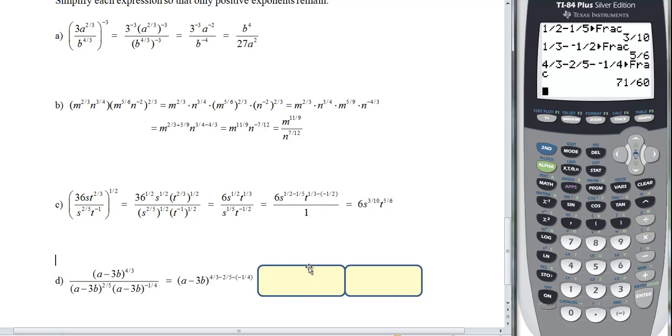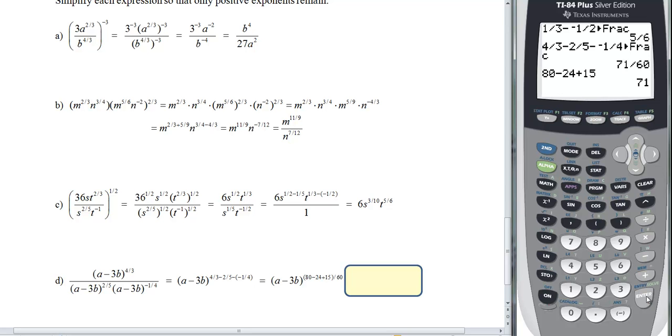71/60. Let's see what I did. Oh, I went ahead and got a common denominator. Who knows? Maybe I just felt like it. But if we did go ahead and work this out, let me see what 80 minus 24 plus 15 is. So I'm going to still end up with 71/60.